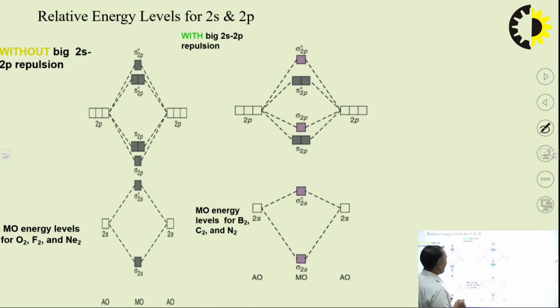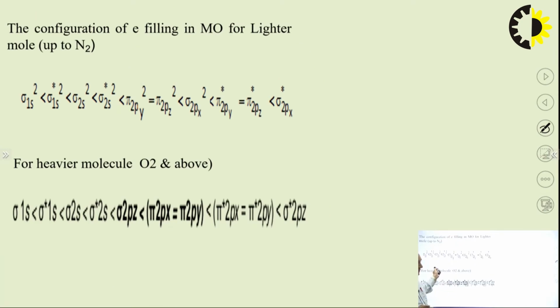So here I would like to explain that due to sp mixing, the energy of the sigma 2p molecular orbital increases, hence it is quite above the pi orbitals, while up to oxygen, or oxygen and above, no sp mixing is going on, hence the energy of sigma 2p is reduced and it comes earlier. So this is what I am trying to say, this is the configuration.